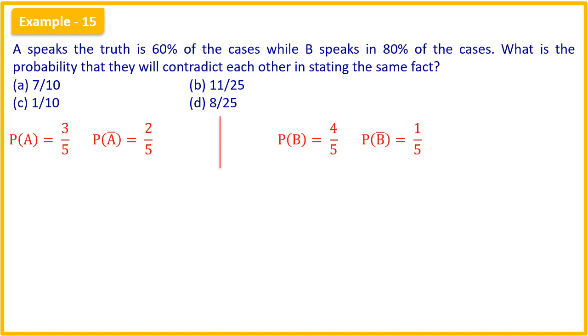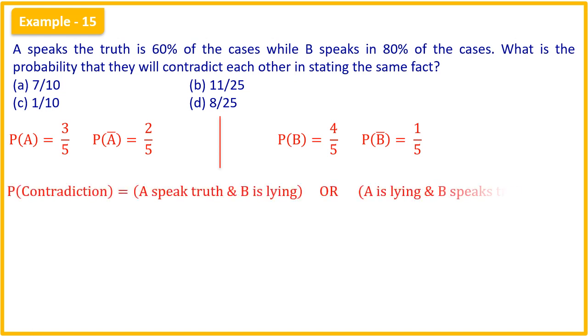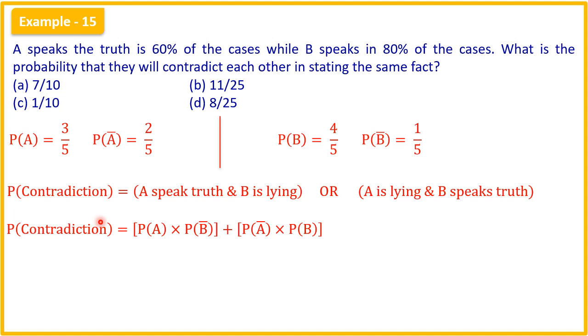Now the question is, what is the probability that they will contradict each other in stating the same fact? This will happen if A is speaking the truth and B is not speaking the truth, or A is not speaking the truth and B is speaking the truth. So we need to substitute here the respective probabilities. So probability of A and B lying, where "and" means I will do multiplication, plus, where "or" is replaced by plus, the probability that A is lying multiplied by the probability that B is telling the truth. So substituting the respective values, we can calculate the probability, which comes out to be 11 out of 25.